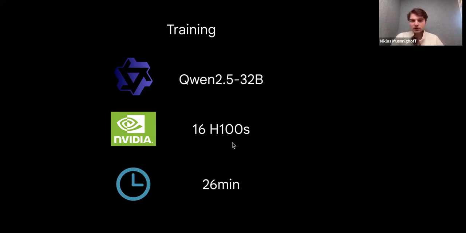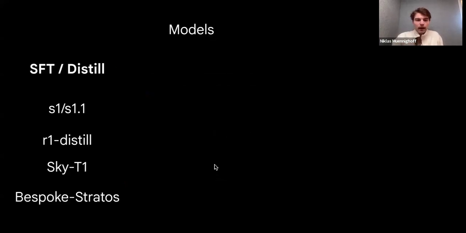I guess if you only had 8 H100s, maybe it would take an hour, so you could probably also do it with less GPUs. And then we compare to a bunch of other models. So in our training, we simply do a supervised fine-tuning, SFT, for distillation, right? So we take those reasoning traces from other models, take exactly 1,000 of them, and then we just fine-tune on them, next token prediction with the Qwen base model, and that becomes our S1 or S1.1 model.